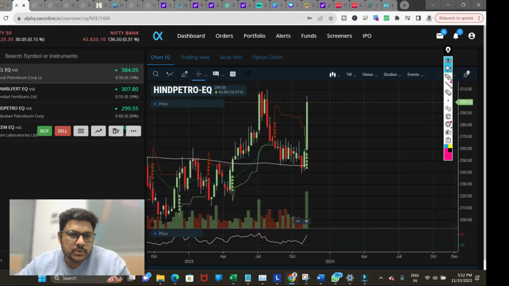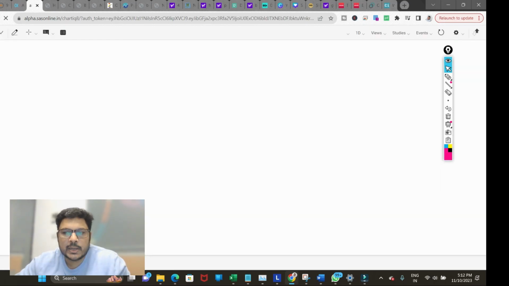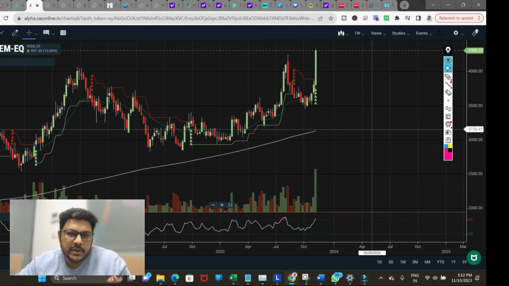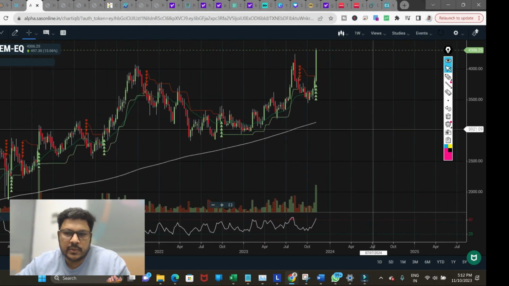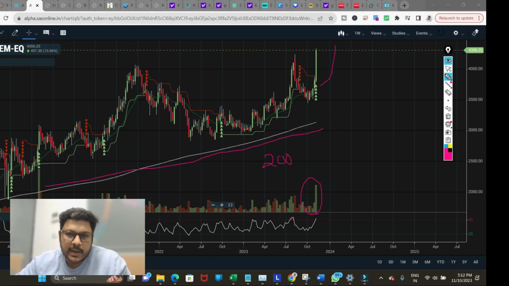Now let's go to the next stock, which is Alkem, the first one which we have looked at. Alkem is looking fantastic. So this is what I want to see usually when I'm picking up any stock. So this is a nicely rising 200, volume is also pretty good, candle is also pretty big, so you can actually close your eyes and invest in here.